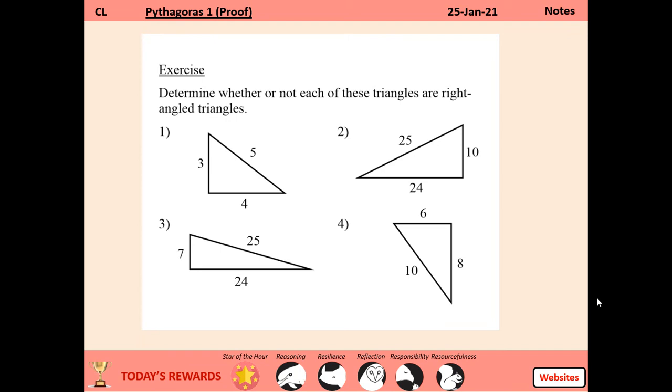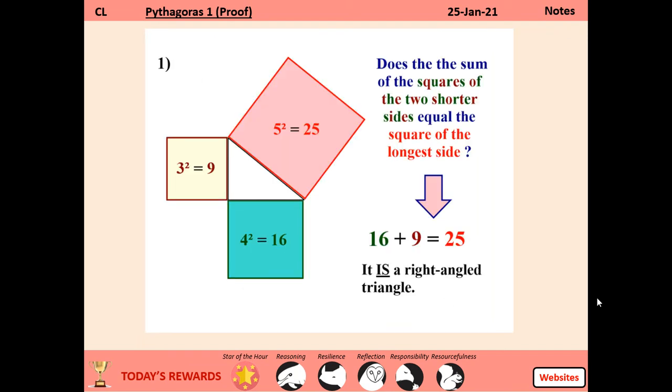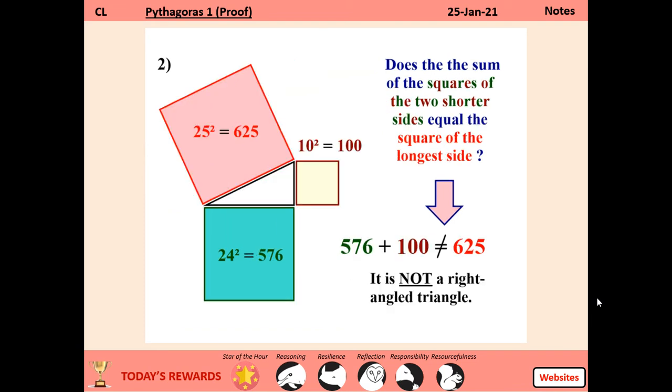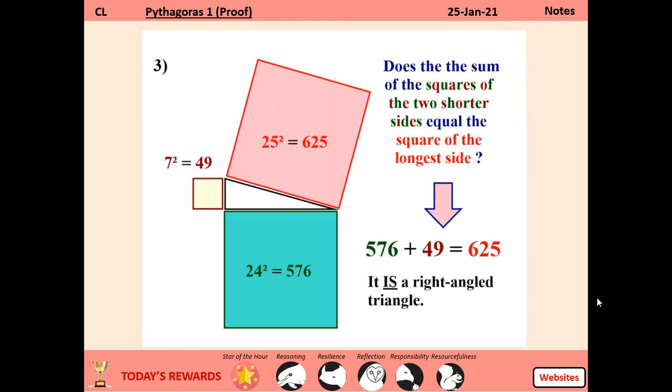Okay, going through the answers now. Question 1, it is a right angle triangle, so these are the answers. And it's because 16 plus 9 gives me 25. Question 2, it is not a right angle triangle, because 10 squared plus 24 squared does not give me 25 squared. Question 3 is a right angle triangle, because 7 squared and 24 squared, if you add them up, gives me 25 squared.